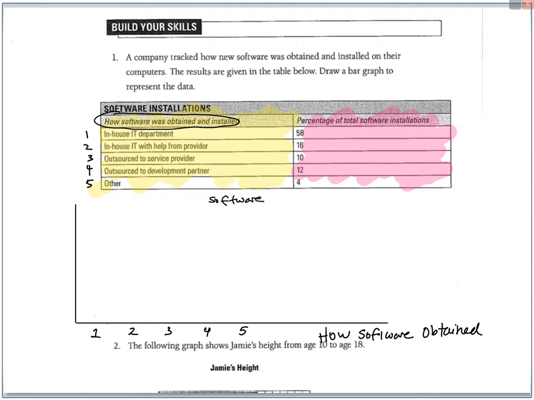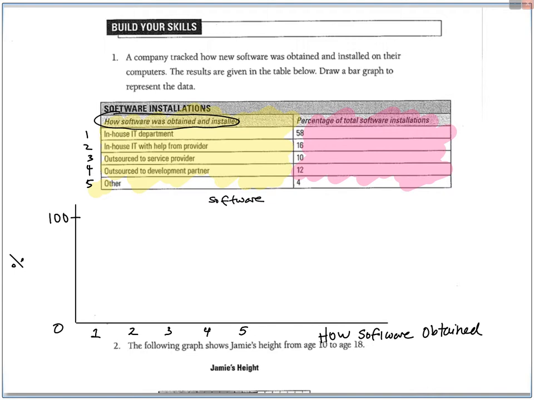Usually the categories are way easier to jot in. Like months or something, like January, February, March, whatever. These categories are ridiculous, and I don't want you to spend your time on that. Then the y-axis is percentage. Okay. So what's the scale for percentage? 0 to 100.